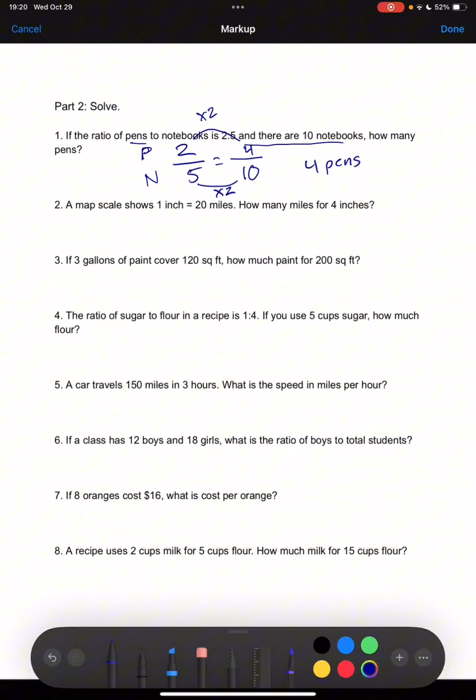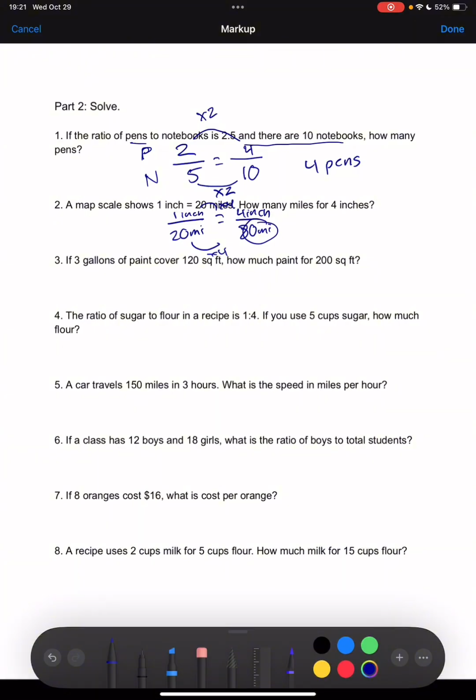Number 2, a map scale shows 1 inch equals 20 miles. How many miles for 4 inches? In 1 inch, 20 miles is shown. But how many miles are shown in 4 inches? 1 times 4 is equal to 4, so we're basically going to do 20 times 4, which is 80. And that would be your answer, 80 miles.